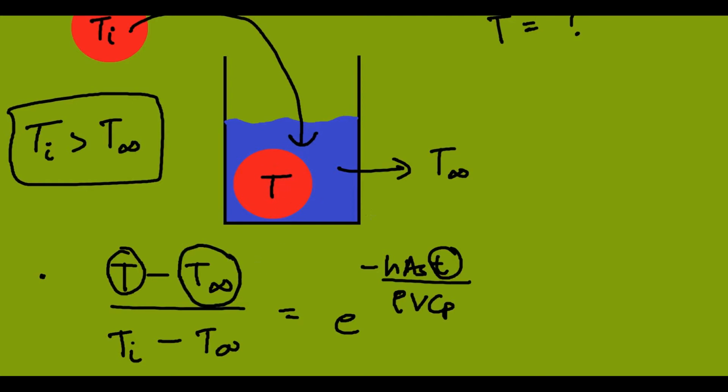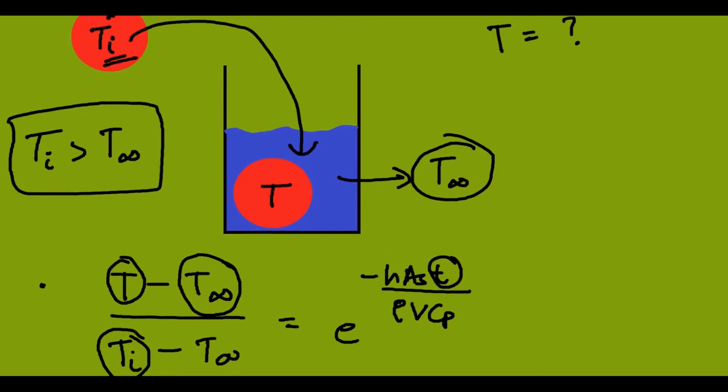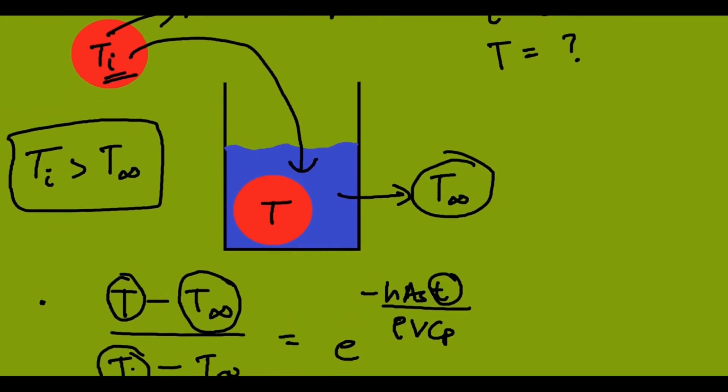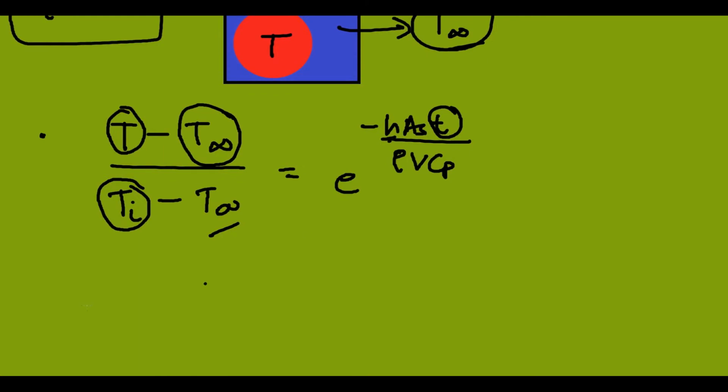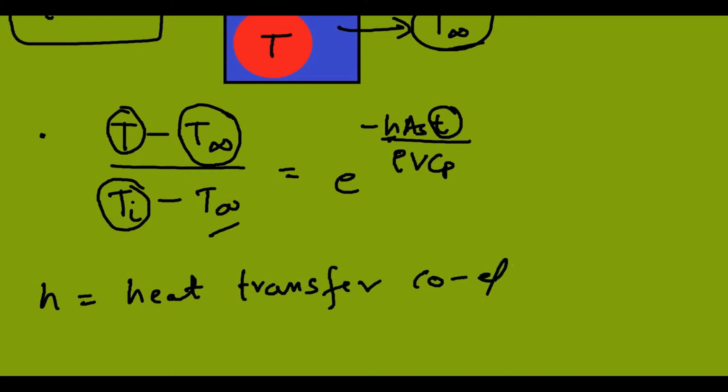This T infinity is the temperature of the water. Ti, what is this Ti? Ti is the initial temperature of the sphere, and this T infinity is again the same T infinity. Now what are these terms? This first term h is the heat transfer coefficient. It will obviously be mentioned to you in the problem.